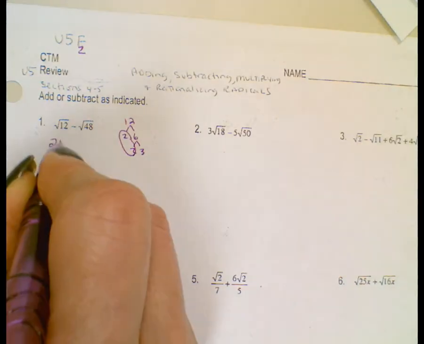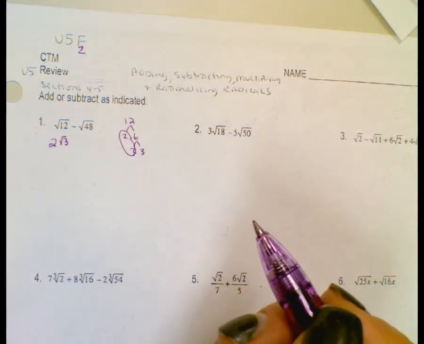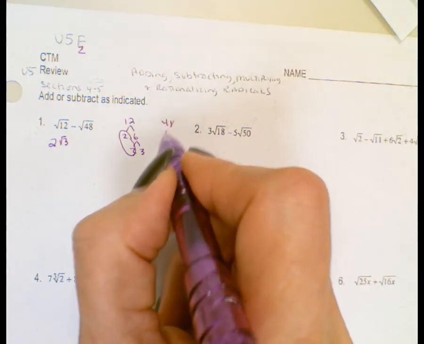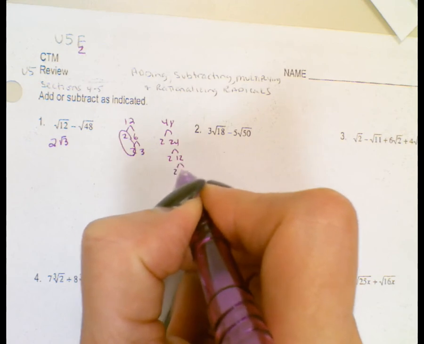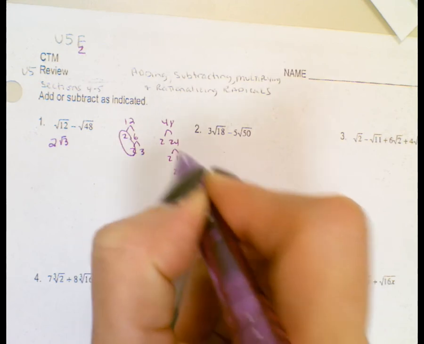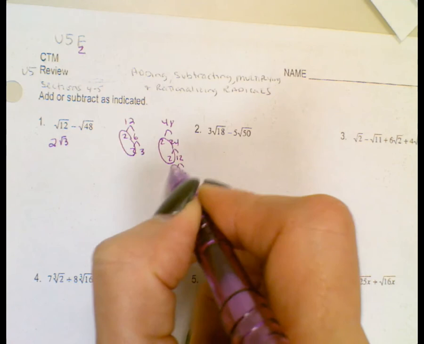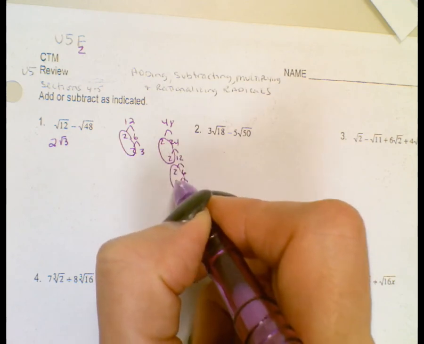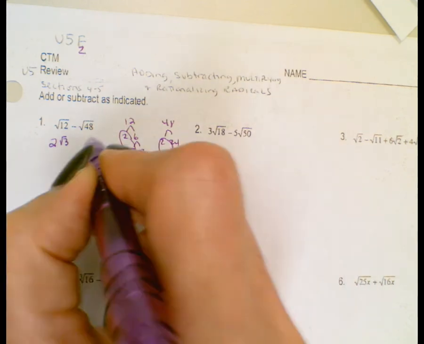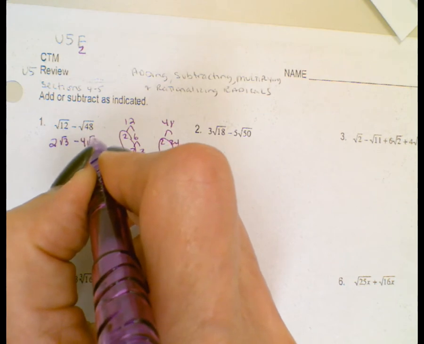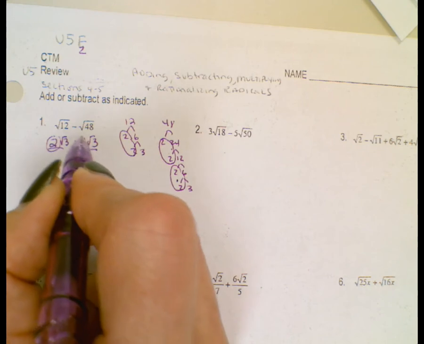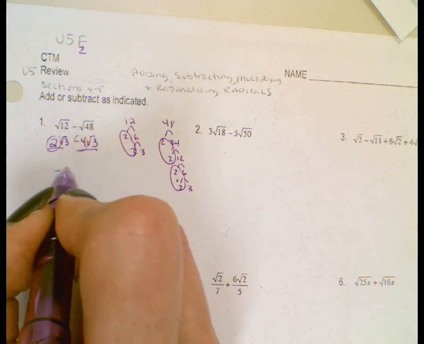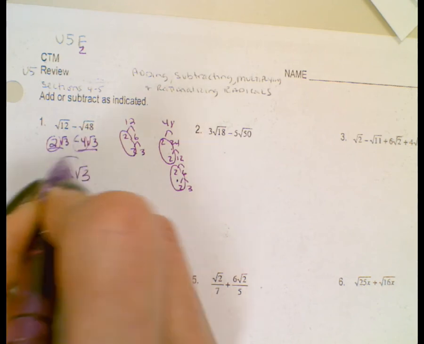So this is 2 square root of 3, and then 48 is 2 and 24, 2 and 12, 2 and 6, 2 and 3. You got a pair of 2's, another pair of 2's. So you're bringing out 2 times 2, you're bringing out a 4 radical 3. So when you add these two, you only add the number out front. So 2 minus 4 is negative 2 radical 3. That's your answer.